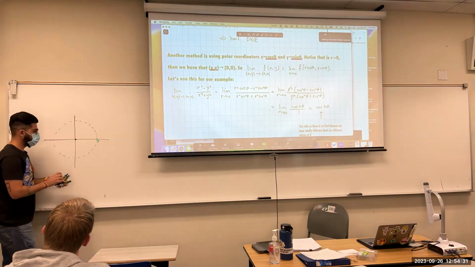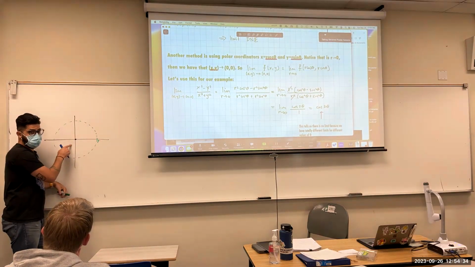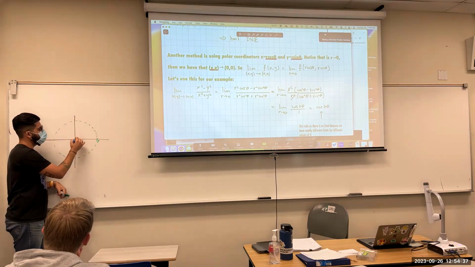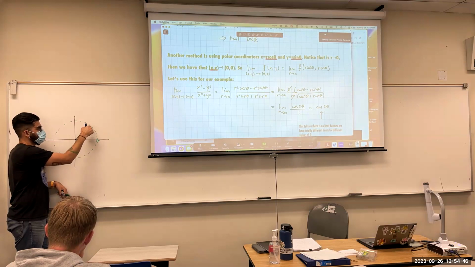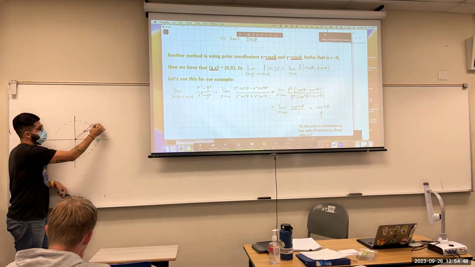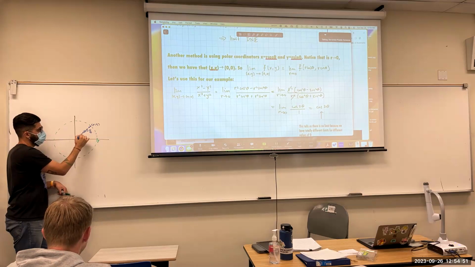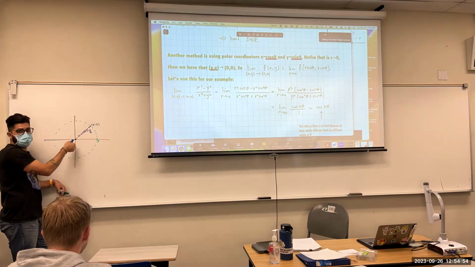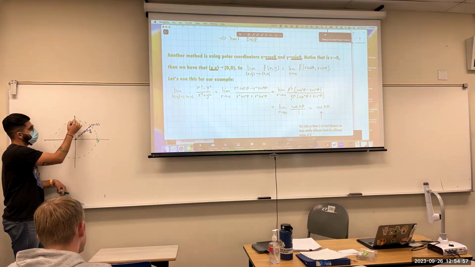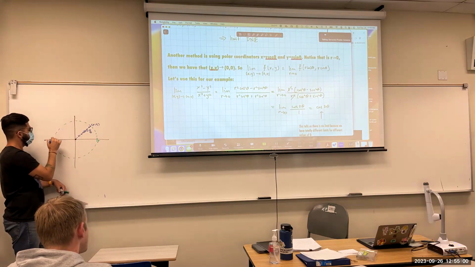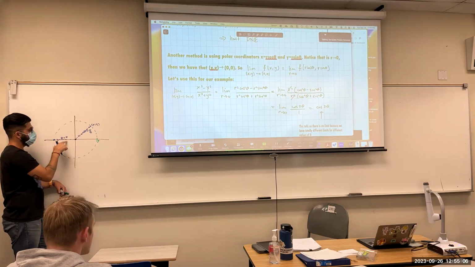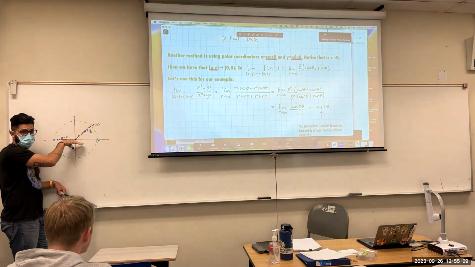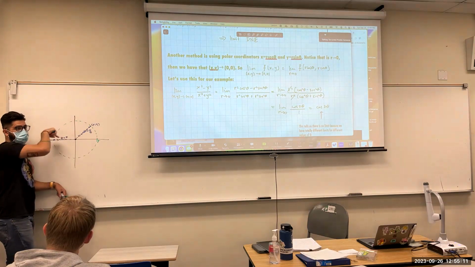Let me explain exactly what that means. Remember that you're still approaching the origin. If I pick a particular theta, for example theta equal to pi over 4, now this point (x, y) is going to approach the origin through this direction of theta. Versus if theta is pi, the point is still approaching the origin, but through this path here. So there are all these different theta paths that it could take.